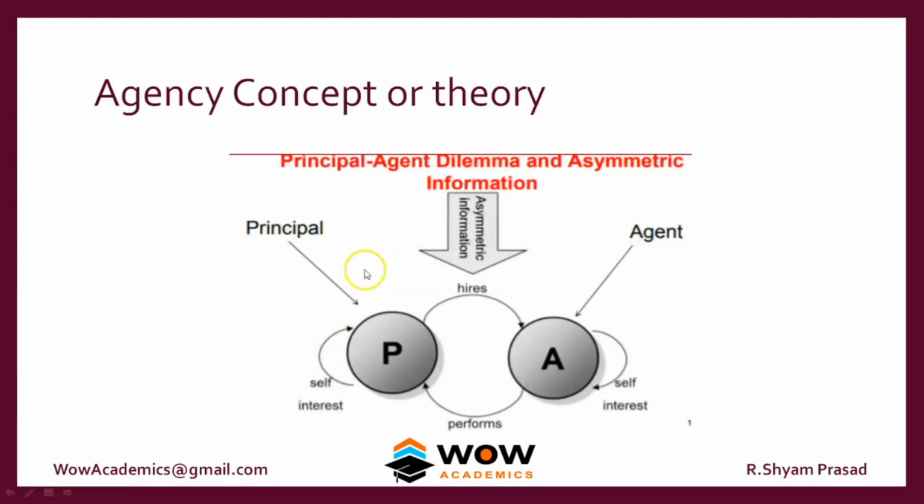So here we have a diagrammatic representation. We have the principal, the shareholder, and we have the agent who is the CEO. So the principal hires the agent and the agent has to perform as per what the principal says. The principal has his own self-interest to make more money, but sometimes the CEO also might have his own self-interest to make more money. So this can lead to a problem.